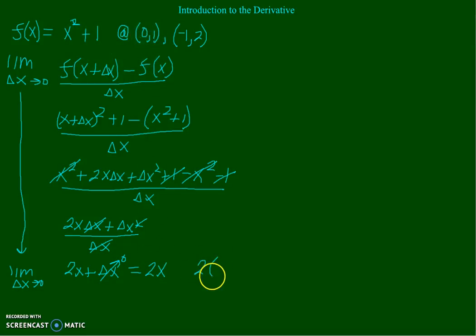So 2 times 0 equals 0. The slope of the tangent line of this function at 0, 1 is 0, and 2 times negative 1 is negative 2. So the slope of the tangent line of this function at this point is going to be negative 2. So that's a brief introduction, and we will continue with our introduction to the derivative in the next session.